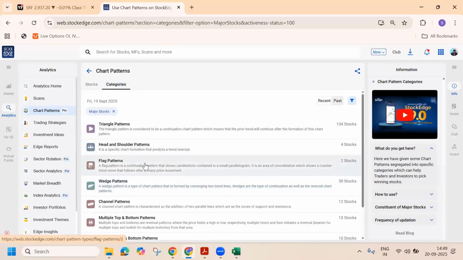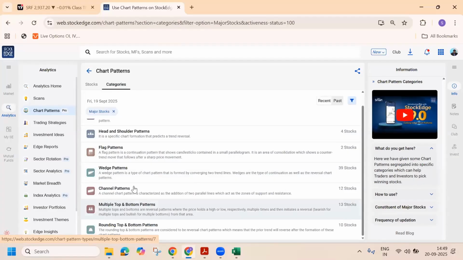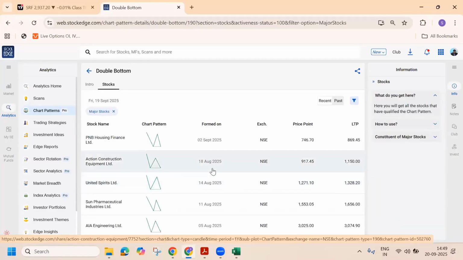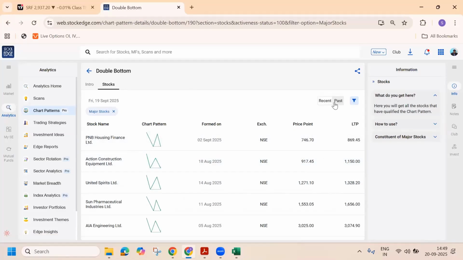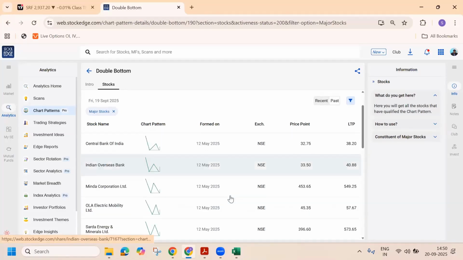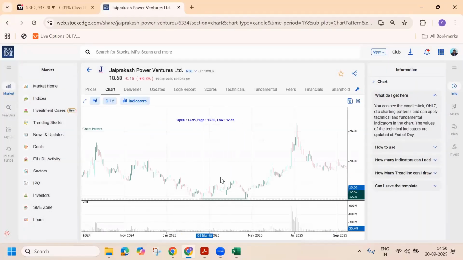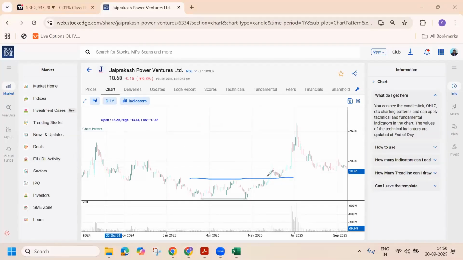If you go to categories, you will find double top, double bottom. For double bottom, it will show you recent stocks. You can go to the past stocks also. It will identify stocks for you, and then you have to find that there is a double bottom. You have to draw a line through the neckline like this, and once it breaks out, you have to take the trade with 1.2 ATR stop loss.